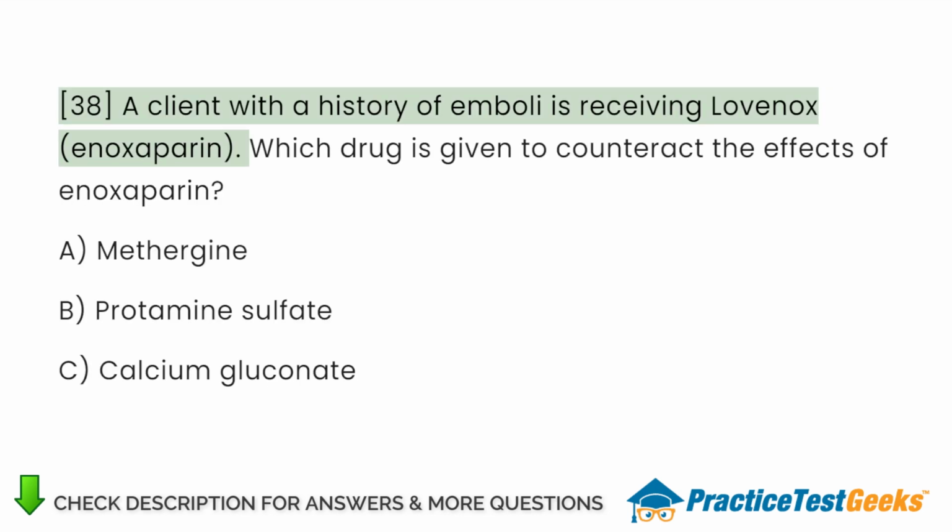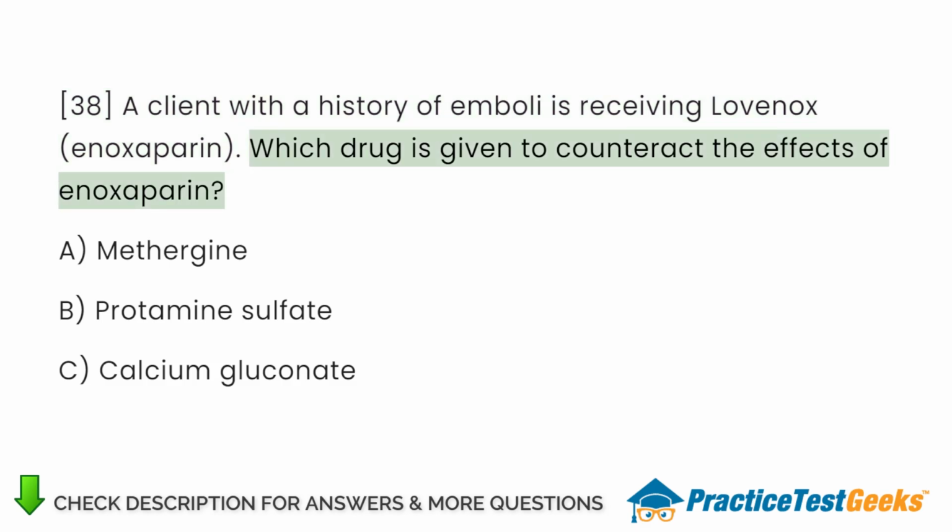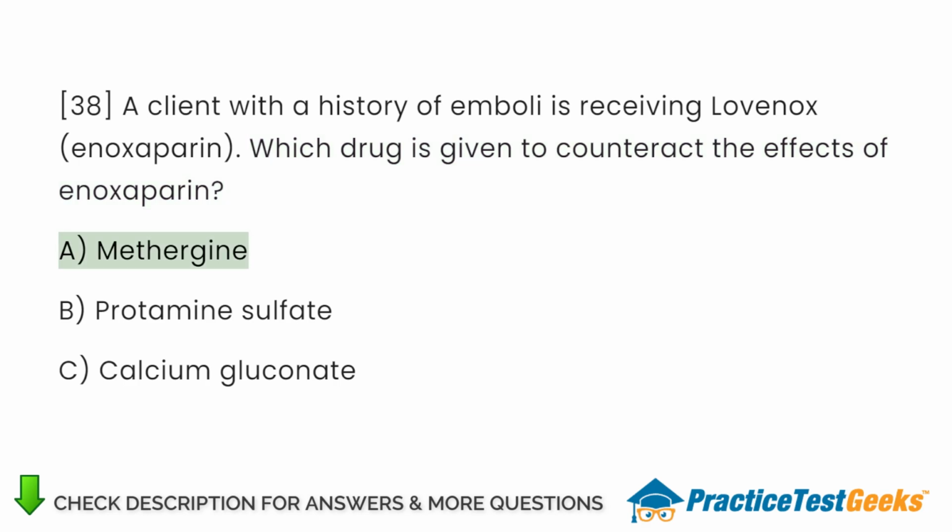A client with a history of emboli is receiving Lovenox (enoxaparin). Which drug is given to counteract the effects of enoxaparin? A. Methergine. B. Protamine sulfate. C. Calcium gluconate.